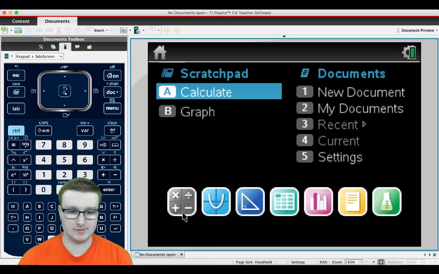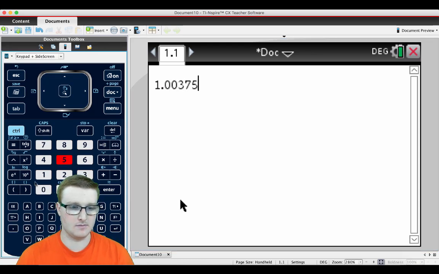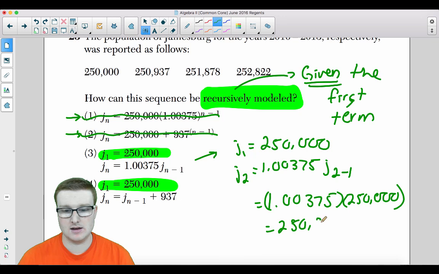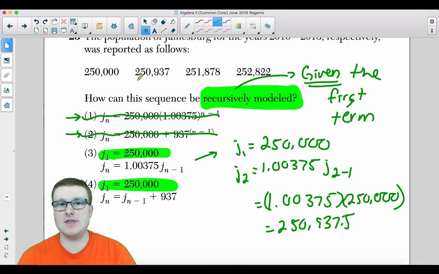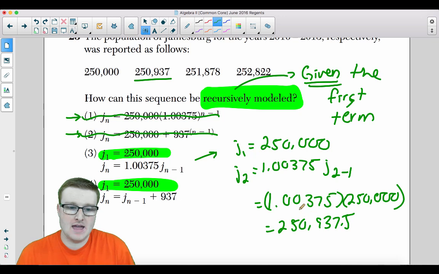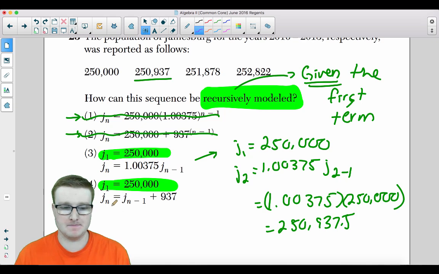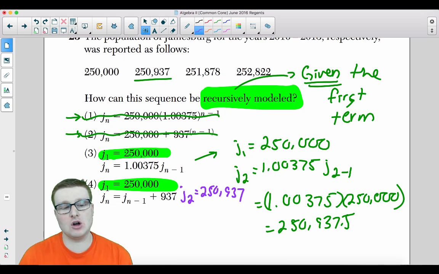When you multiply those two numbers, you get this. You get 250,937.5. Not exactly that, but we're close. We're just 0.5 off. Now, let's say you went to choice 4. Your j sub 2 term would actually be 250,937. And most of you would probably go for choice 4, but I'm telling you right now, it's not the answer. It's not the answer.